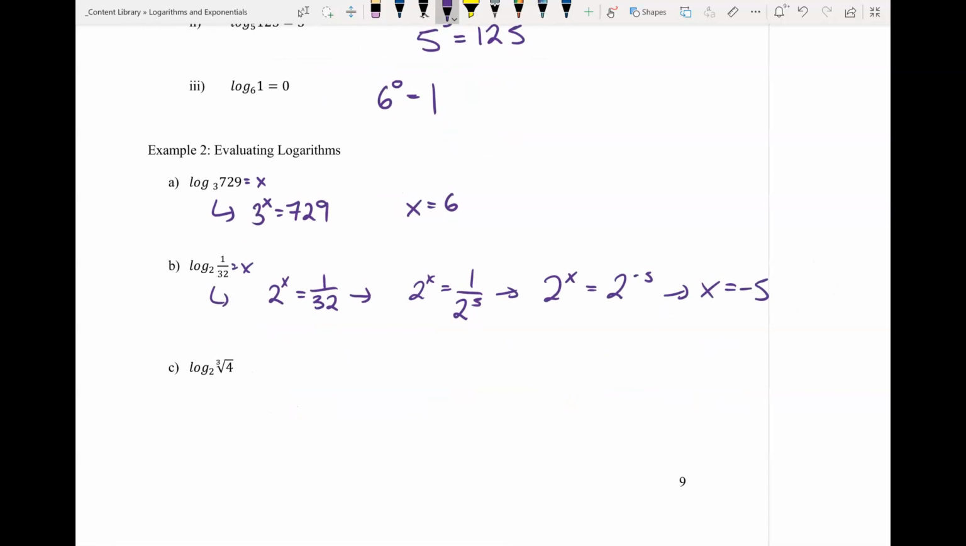Then lastly, I can rewrite our radical form into exponential form, which is log base 2 of 4 to the power of 1/3. If you don't remember this rule, I can write it down on the side, but you should have learned this in your previous years, that the square root of, let's say, some number e is e to the power of 1/2.